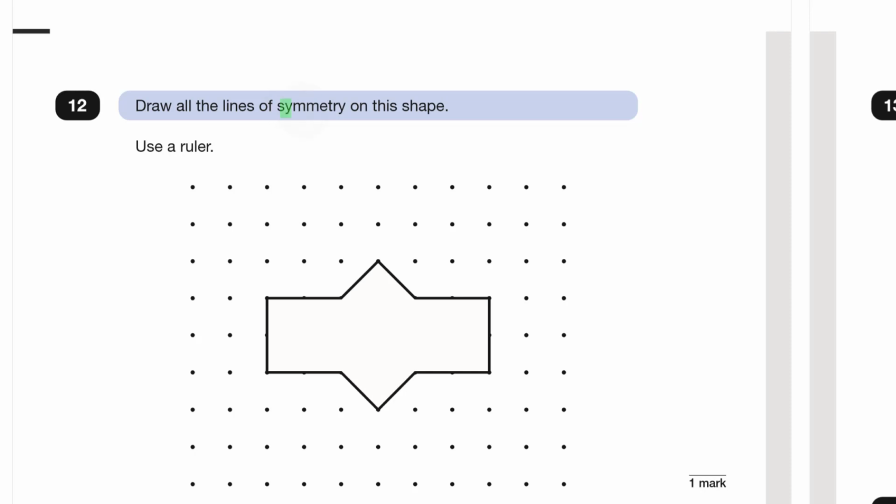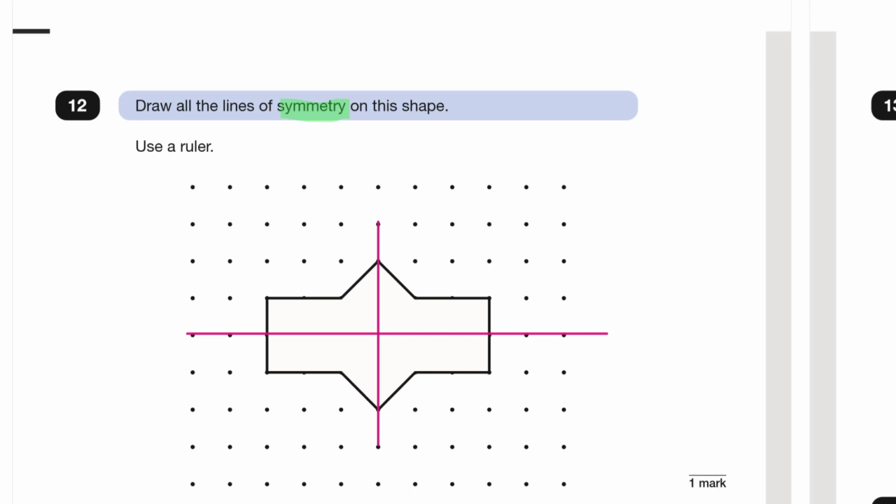Question 12, draw all the lines of symmetry on this shape. Now for this, you just need to understand what the word symmetry means. The word symmetry means it's a mirror line. So we need to think about everywhere where we could draw a line, and that would be a mirror line. So for example, down there, the left and the right are the same. If we were to fold that in half there, it would be the same both sides. Also, there is one here. If I was to fold it top and bottom, that would also be a line of symmetry. That would match the top and the bottom. It's like a mirror image.